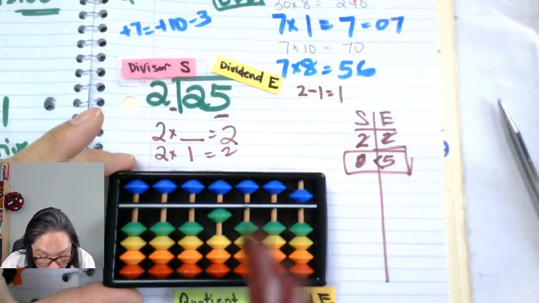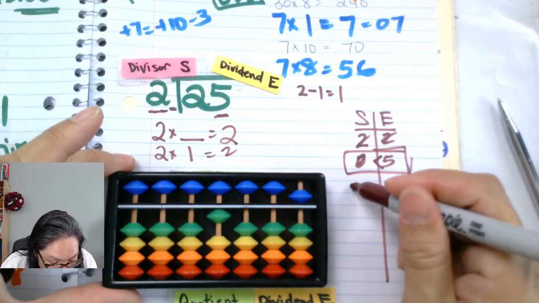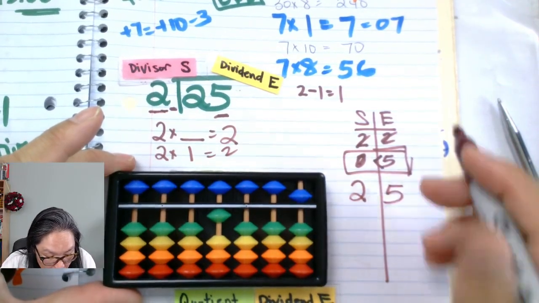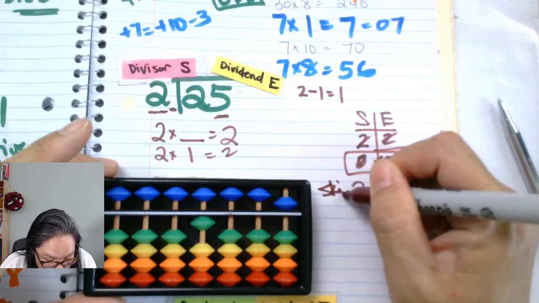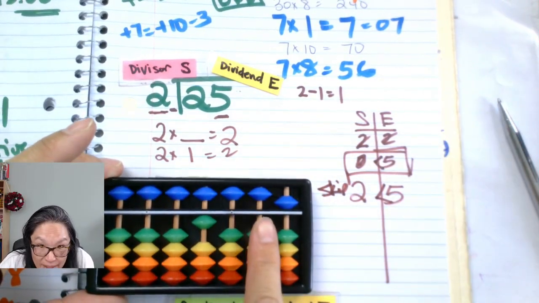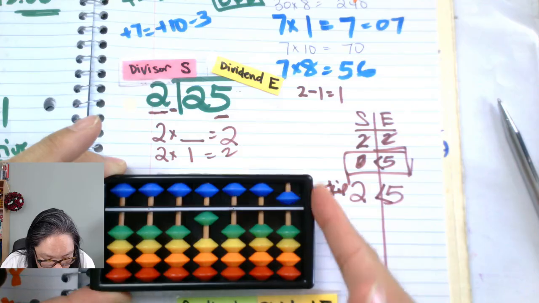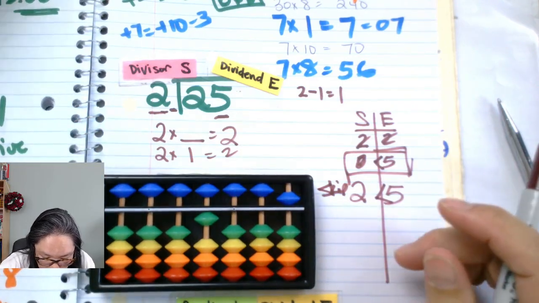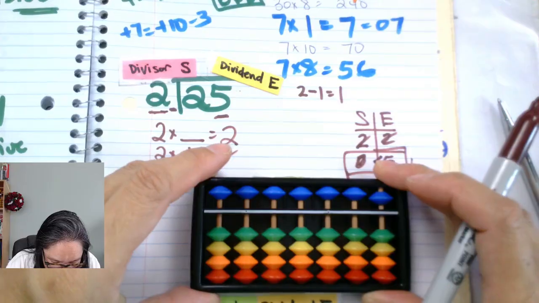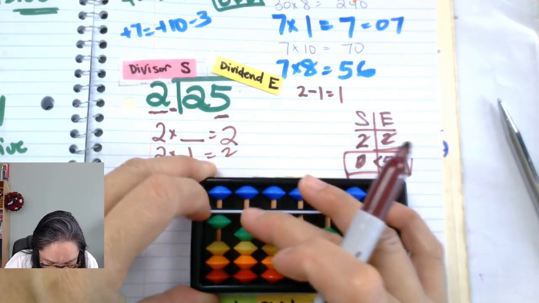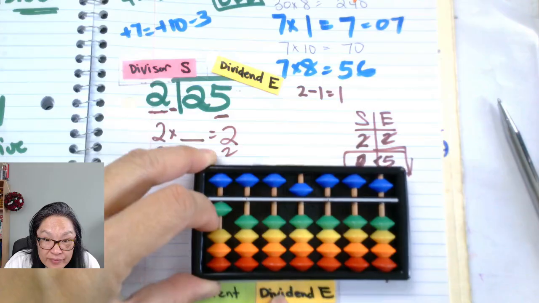Now what am I going to do? Now I need to compare again. My 2 and my 5. 2 and 5. Who is bigger? My 5 is bigger. So again, I'm going to skip. I'm going to skip this column. See how I use my columns to help me? Oh, I don't have enough. Let me regroup. There. So 1, 0, 5. Yeah. There we go.